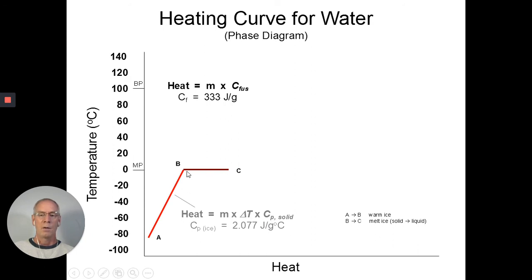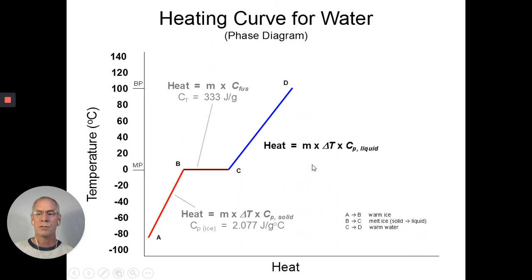Okay? So anytime we're climbing the hill, we use MCAT, m C_P delta T. If instead we're doing a heat of fusion or heat of vaporization, the second plateau, we simply use heat equals mass times either the heat of fusion or the heat of vaporization. Next, we continue to heat, and the water increases in temperature. Going from C to D, we are warming the water, still adding heat. Because we're on a slope, the equation is again m C_P delta T. The order doesn't matter. This time, though, the specific heat of liquid water is different than the specific heat of solid water.